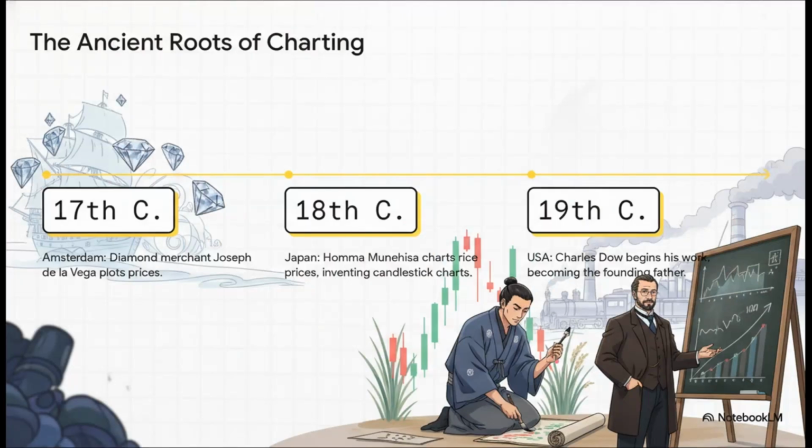Believe it or not, long before we had computers or even electricity, people were trying to chart markets. We're talking 17th century Amsterdam, where diamond merchants were plotting prices. Then, a century later over in Japan, a trader named Homma Munehisa was charting the price of rice. And in the process, he invented the candlestick patterns that we all still use today. It's amazing. But for our story, the modern story, it really kicks off in 19th century America.